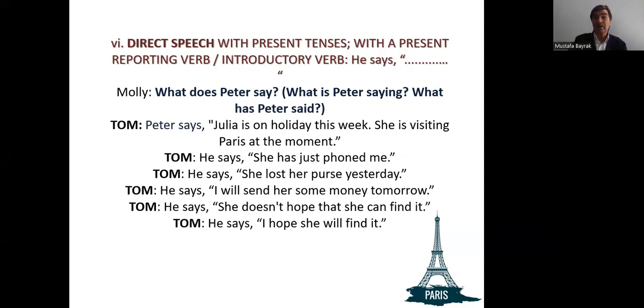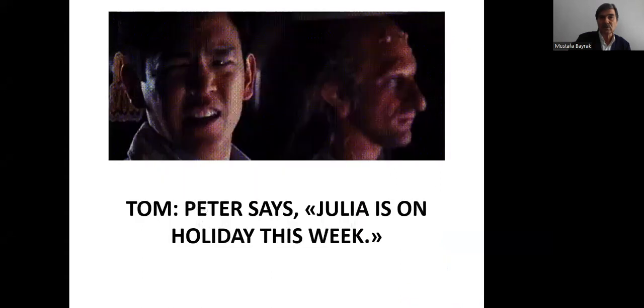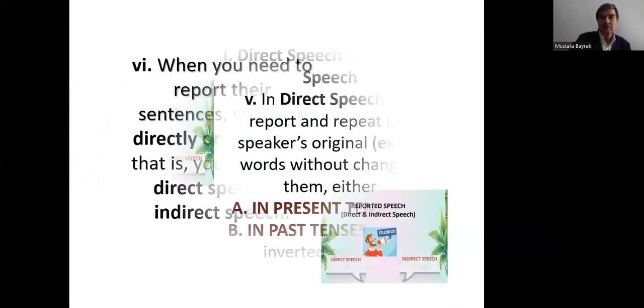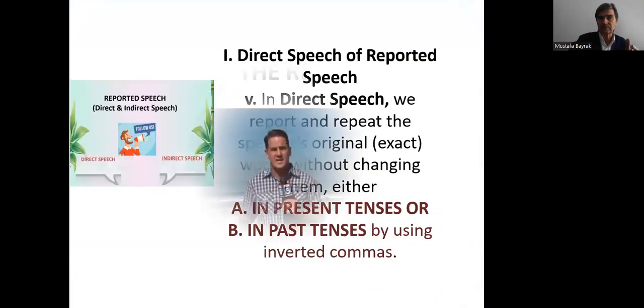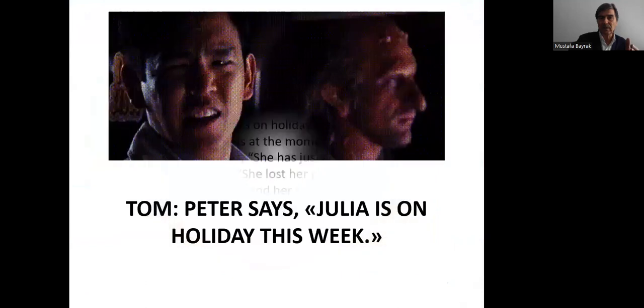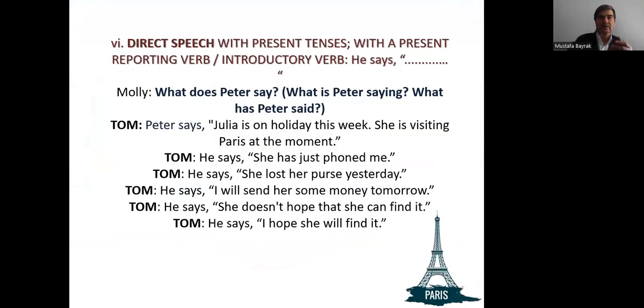Okay, now, Molly, another character. Molly, now let's go back to the original dialogue. This is a normal dialogue between Sally and Peter. Okay, Sally and Peter. But here, our speakers, our characters are Molly and Tom. Okay?